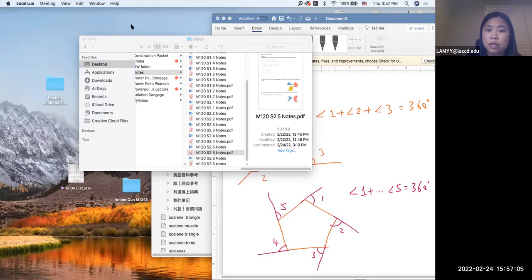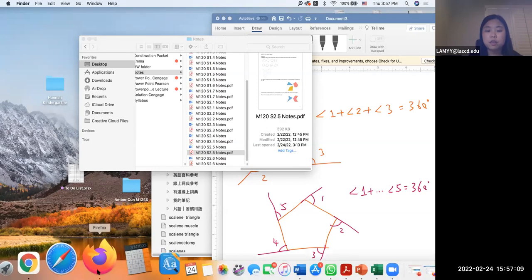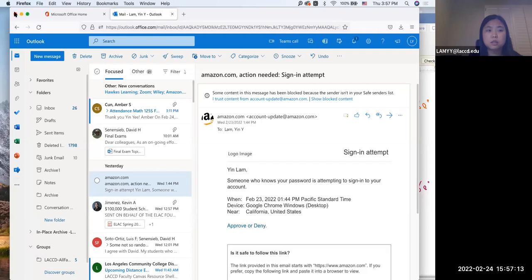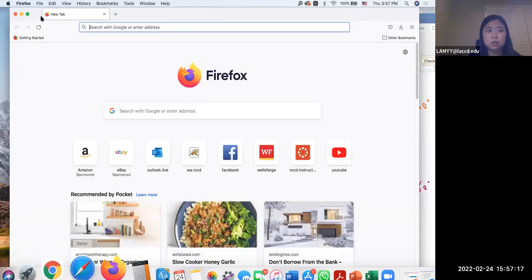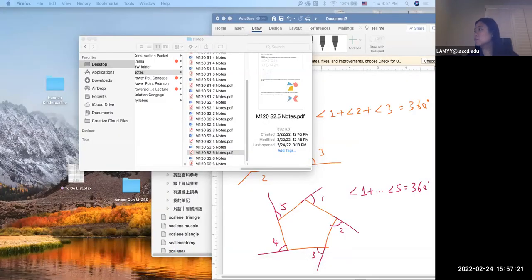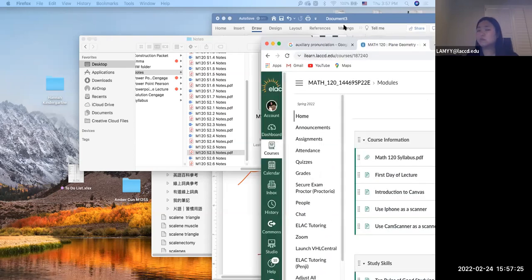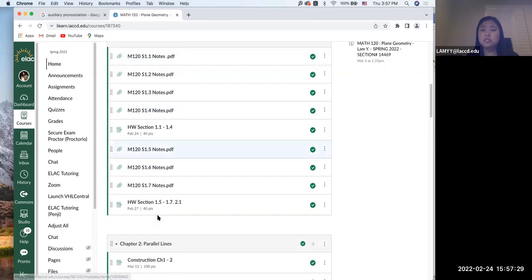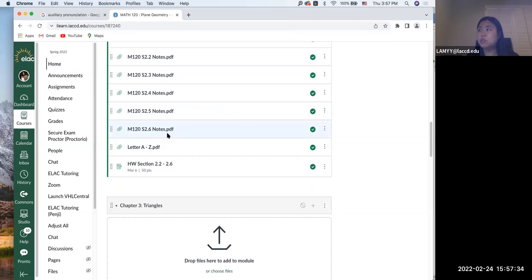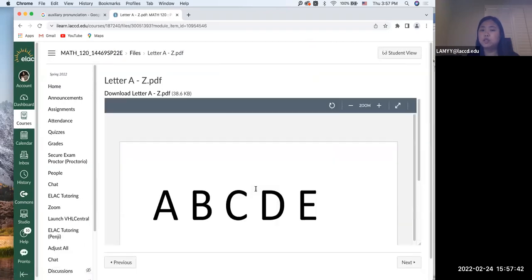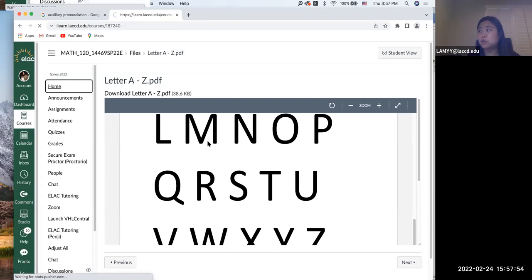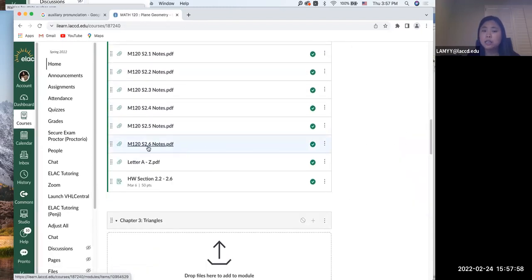I don't think we have enough time for section 2.6. But before that, let me do some announcements. First, for section 2.6, when you print out the notes, I want you to print out this file also. I have only one page for the letters A to Z. It looks just like this one. We need it for one of the classworks. So next Tuesday, I need you to print out the notes, section 2.6, and also the letters A to Z.